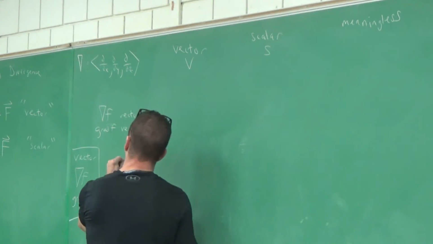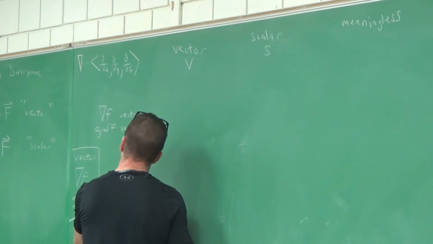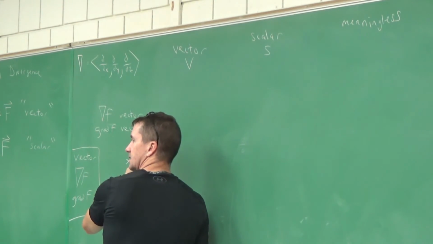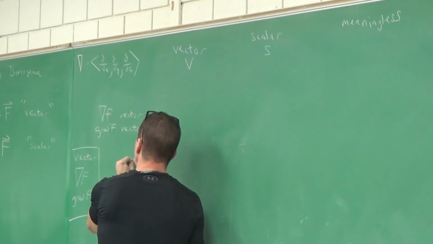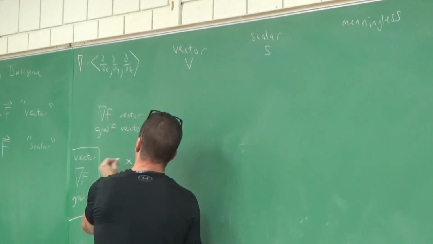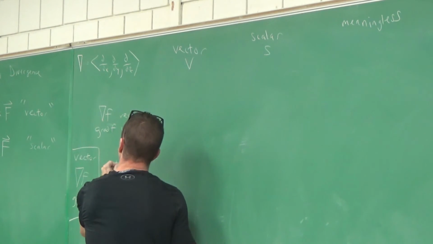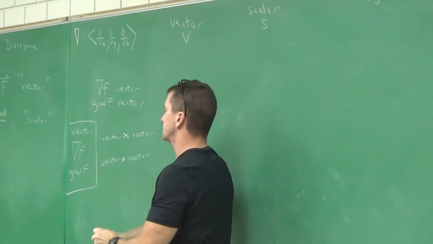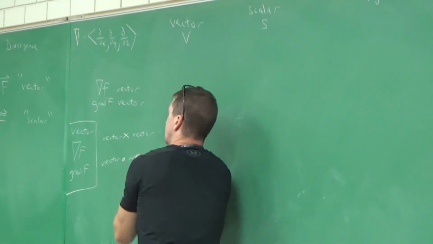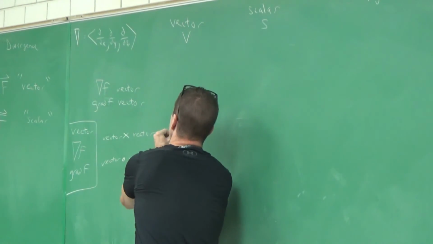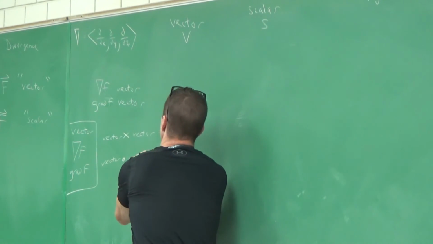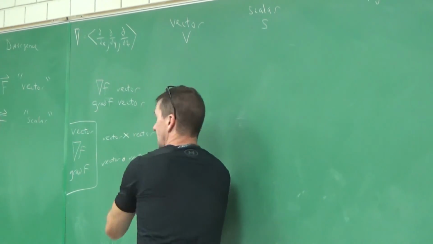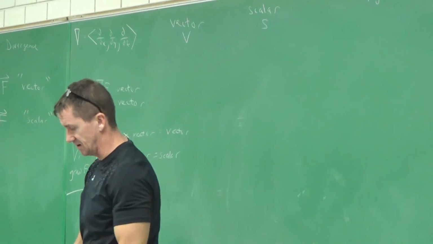And when you see a cross product or a dot product, no matter what, a vector has to be on this side, and a vector has to be on this side. And what is vector cross vector? A vector. You get a vector. What is vector dot vector? You get a what? Scalar. But anything else, we're just going to say meaningless, okay?